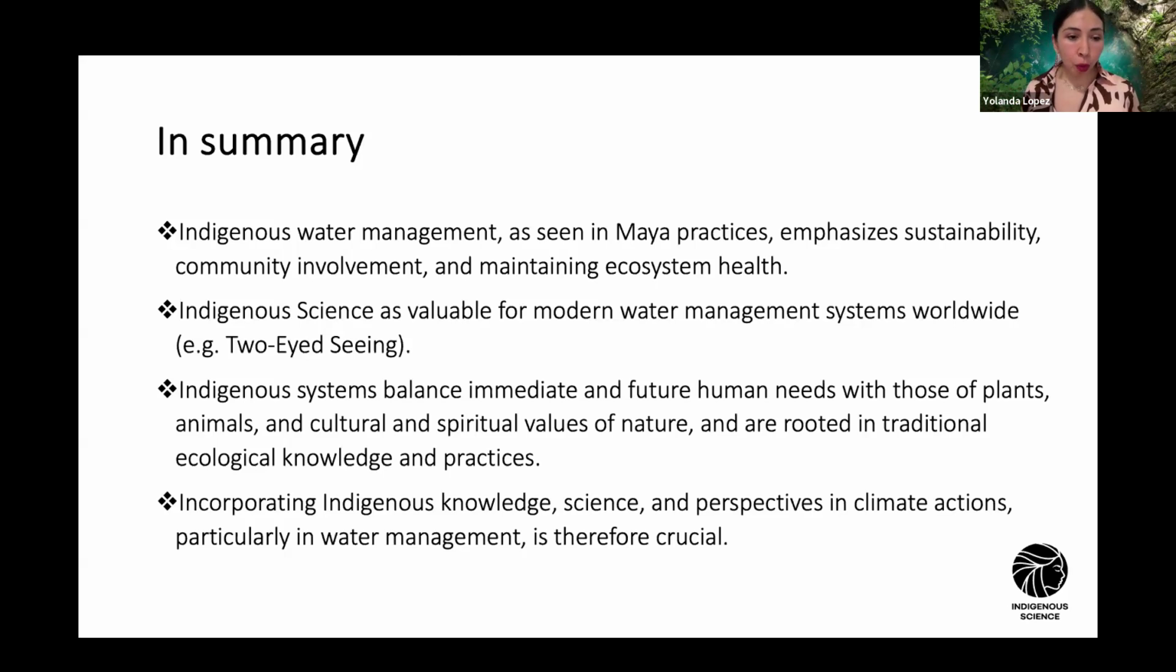Another final comment is that indigenous systems tend to balance immediate and future human needs, but this is combined not only with human needs, but also with animal needs and the cultural and spiritual values of nature, and also the rights of nature to thrive. And this is, of course, rooted in indigenous knowledge, indigenous practices. And incorporating indigenous knowledge, science, perspectives, values, etc., in all these problems that are affecting us, like climate change, water problems, etc., particularly in terms of water management, is therefore crucial.